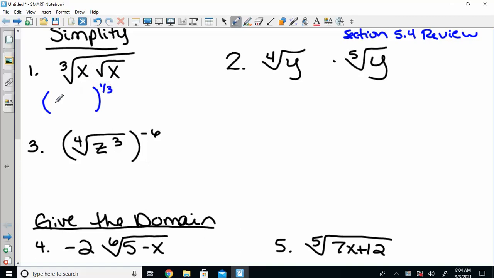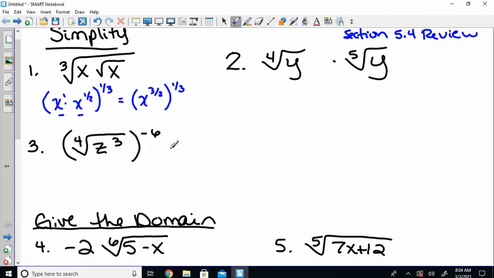Underneath that cube root, we have an x times a square root of x. What kind of power is a square root? Okay, if you are multiplying these, what do you do with their exponents? Add them. The x is written each time, so we add them. So this is like an x to the first. So 1 plus 1/2 is 3/2.